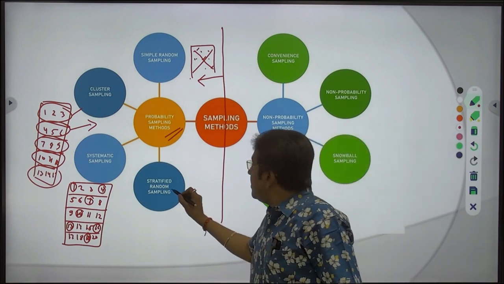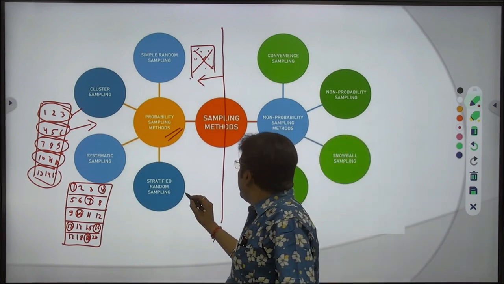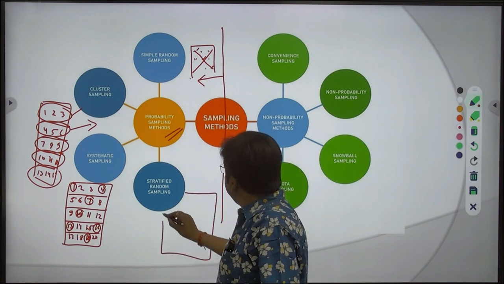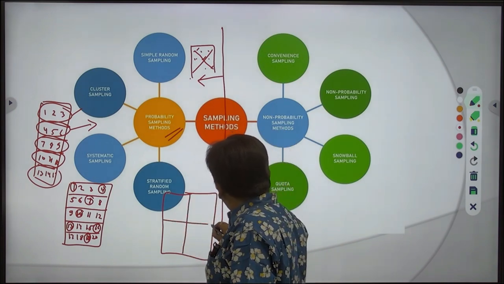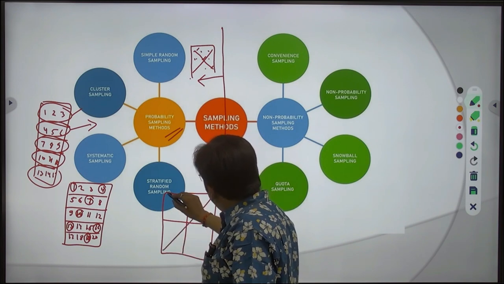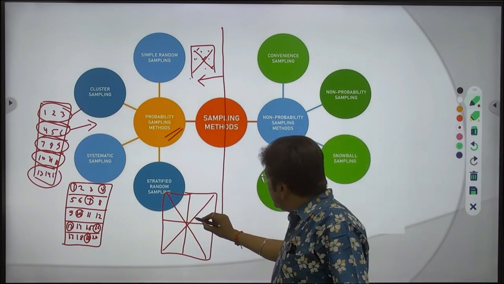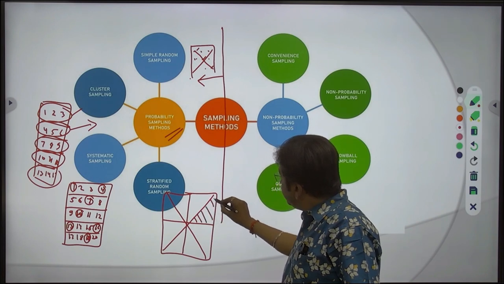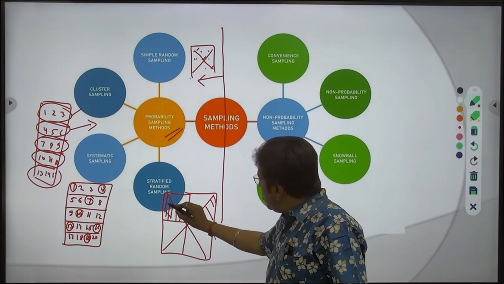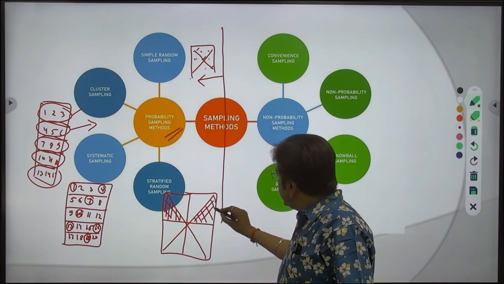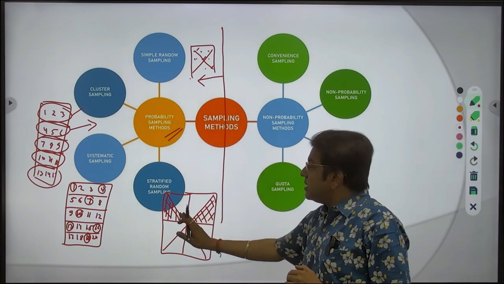Then, stratified random sampling. Stratified means you are going to make certain strata. You divide the city into parts. So there are different strata, and out of these strata you say, I will collect the data from here, and I will collect the data from this portion. All the people who are living in this area, in this stratum, will be our sample. Clear? So this is the fourth method.